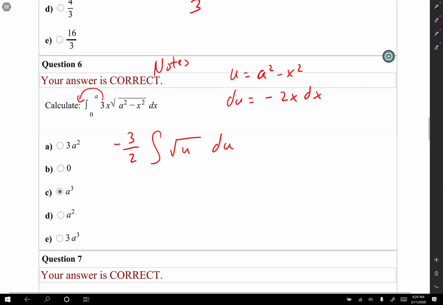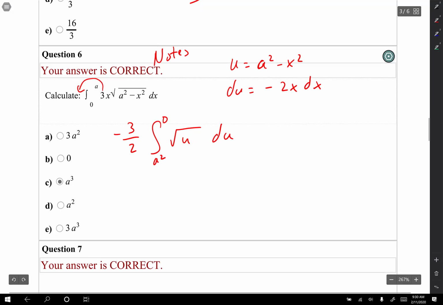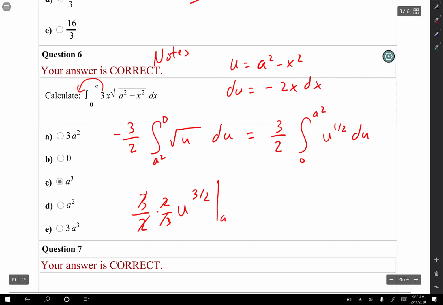When x is 0, I get u is equal to a squared. When x is a squared, a squared minus a squared is 0. And then to turn that into a positive, I'm going to flip the limits. 3 over 2 integral 0 to a squared of square root of u, so u to the half. And now we're ready. 3 over 2, leave some space, u to the 3/2 times 2/3. Notice that these cancel out. And I have to evaluate this from 0 to a squared.